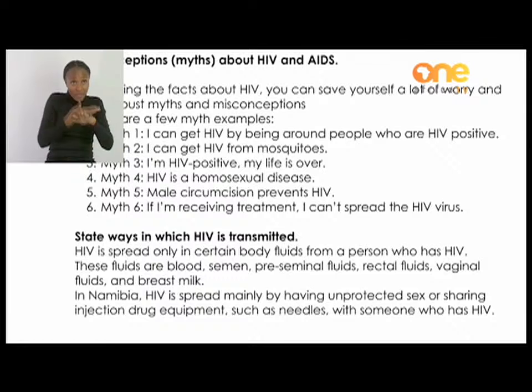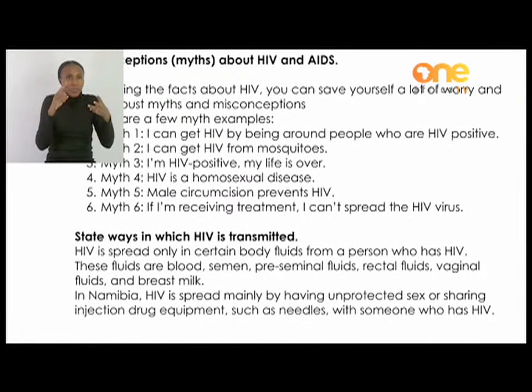Example of this myth. Number 1, I can get HIV by being around people who are HIV positive, which is actually not true. There is no way you can just get HIV from being around someone. Myth number 2, I can get HIV from a mosquito. Remember when we did how HIV is not transmitted, we talked about us not getting HIV from any animal bite, which is also not true.